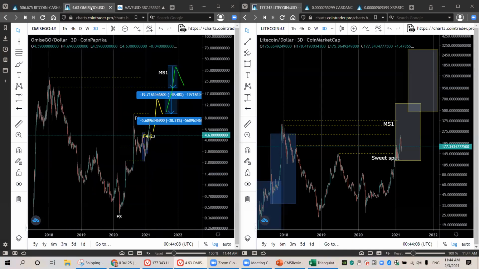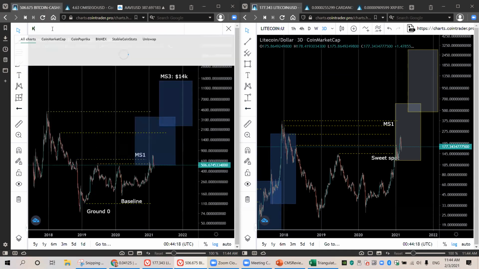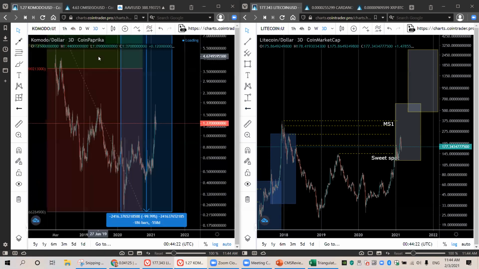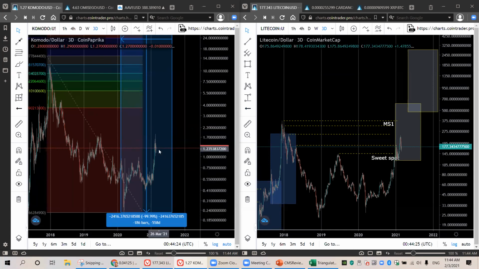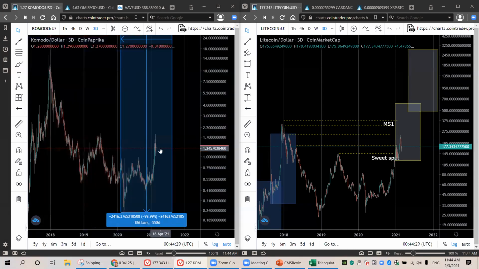So what else are we looking at in the next 15 minutes? The other coins that I was looking at, I'll share some of those with you. For example, Komodo, KMD. I was looking at it. Very nice F5 as well that I'm seeing here. Again, let's see how far it's going to go, Komodo.